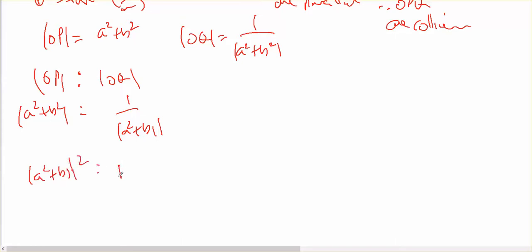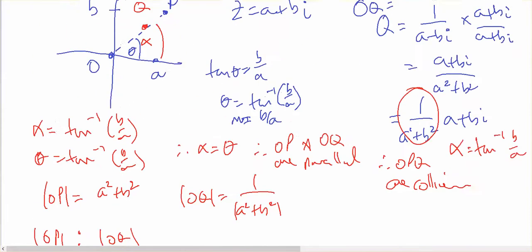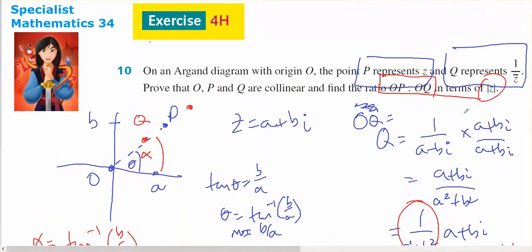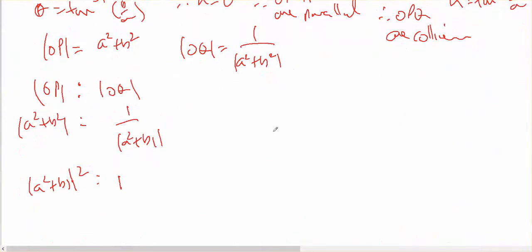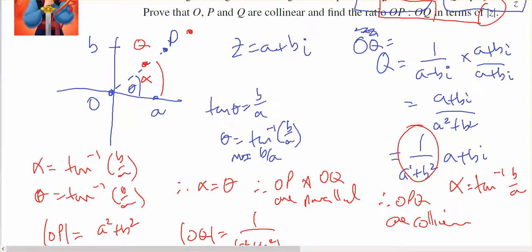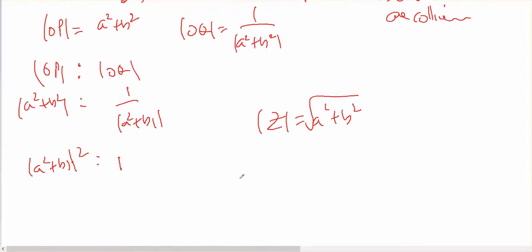which is A squared plus B squared to 1. It has to be in terms of Z. The magnitude of Z equals the square root of A squared plus B squared. Therefore, this is going to be the magnitude of Z squared to 1.